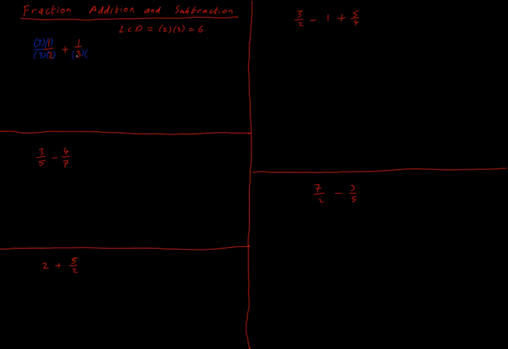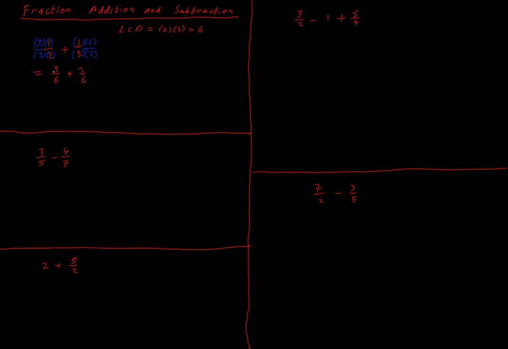Now to get 6 on the bottom of this fraction, we have to multiply it by 2. And to keep everything balanced, to keep the ratio the same, we have to multiply the top by 2. So if we do that, we get 3 all over 6 plus 2 all over 6. And now I have sixths.